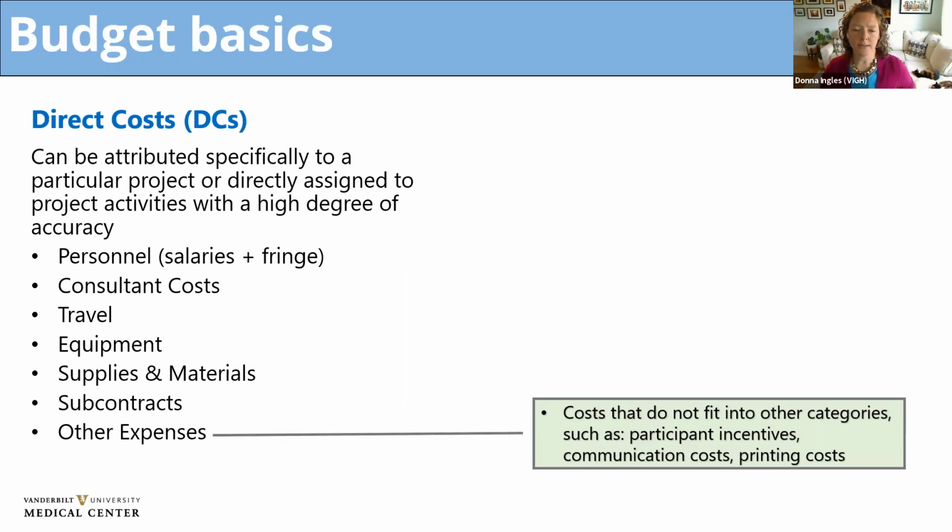And then finally, costs that don't fit into other categories. So participant incentives, communication costs, printing costs, those often fall under this final category of other expenses. And similar to supplies and materials, they do need to be categorized by subcategory. So participant incentives and things like that.